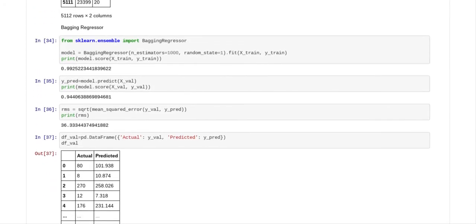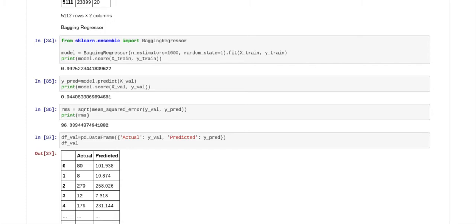The next thing that we did was we put the model into a bagging regressor, and we got 99.25% accuracy when we put it on X train, Y train. When we predicted it on X val, we got 94.40% accuracy.